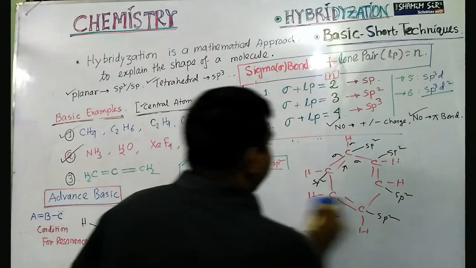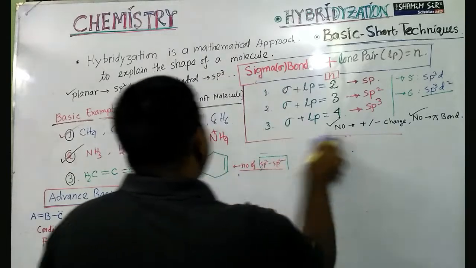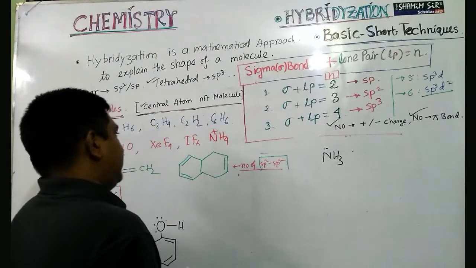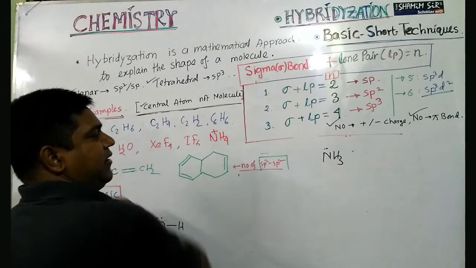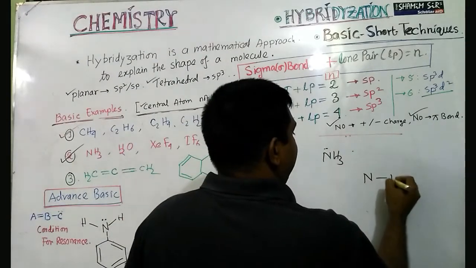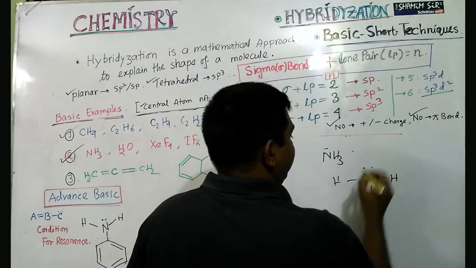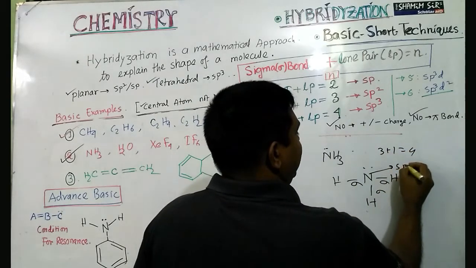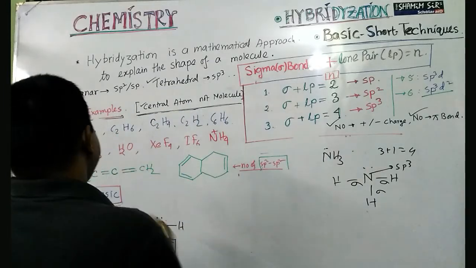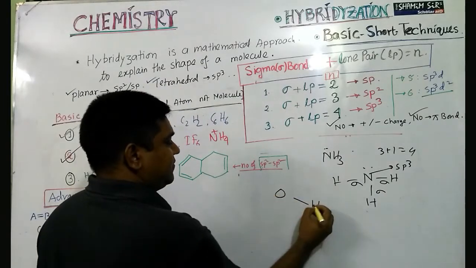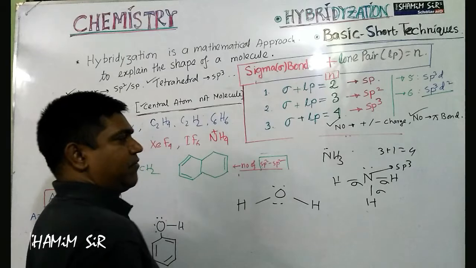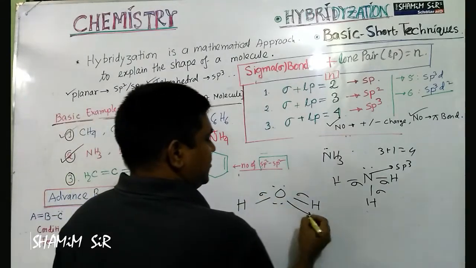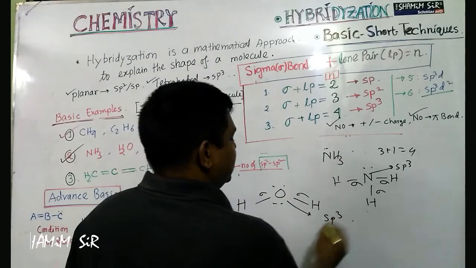For the second point, let's see ammonia. As we have said earlier, we must consider one lone pair, though it has not been seen here. So let's have a structural diagram of ammonia. 3 sigma bonds, 1 lone pair, so 3 plus 1 equals 4, so sp3. Let's see water. In case of oxygen, we get 2 lone pairs, 2 sigma bonds, so the total number is 4, so it is sp3.